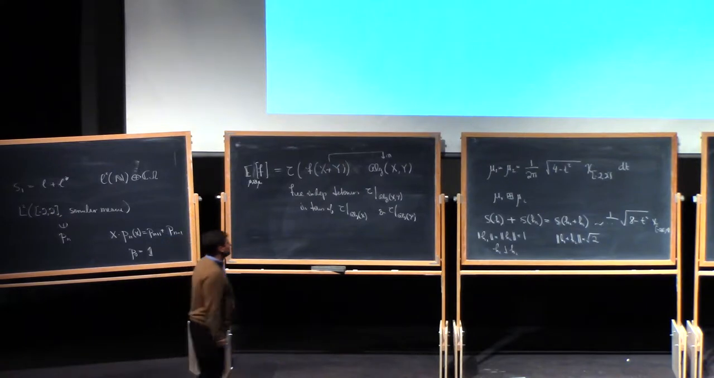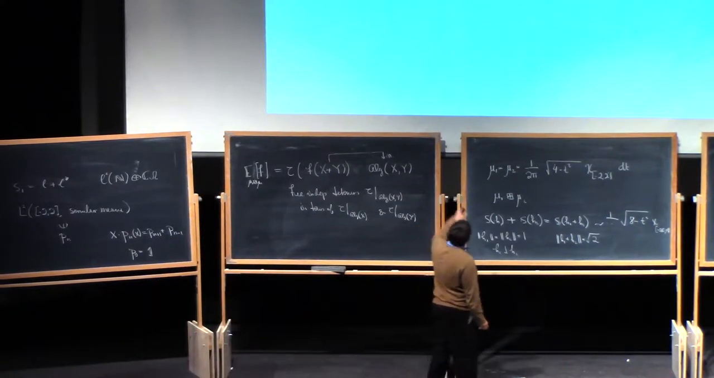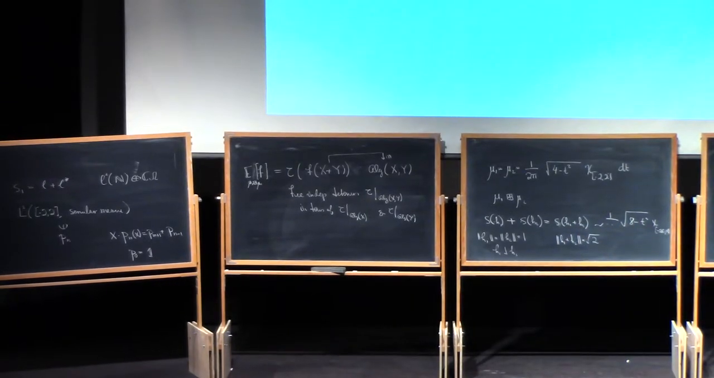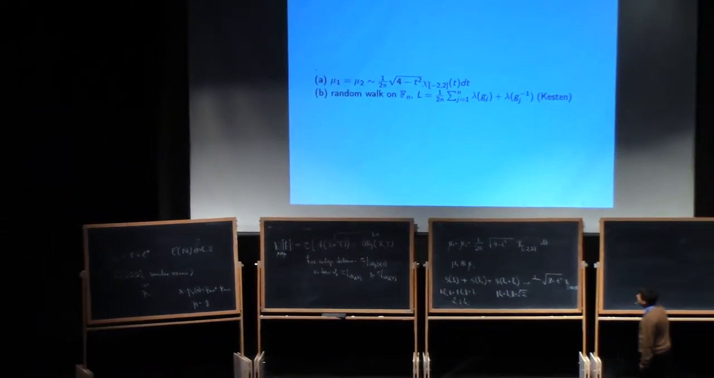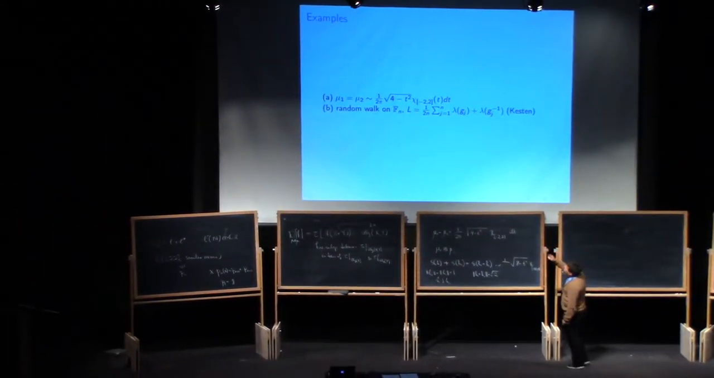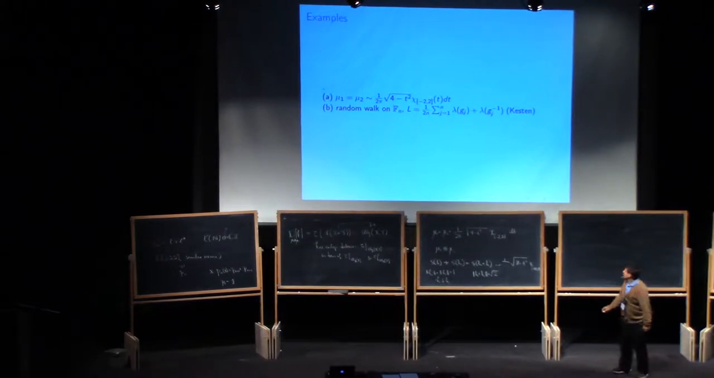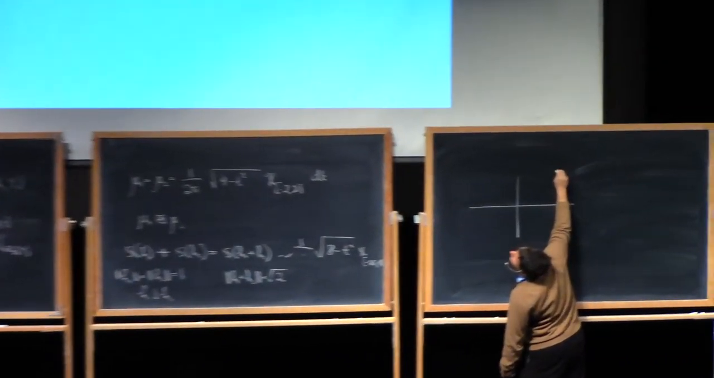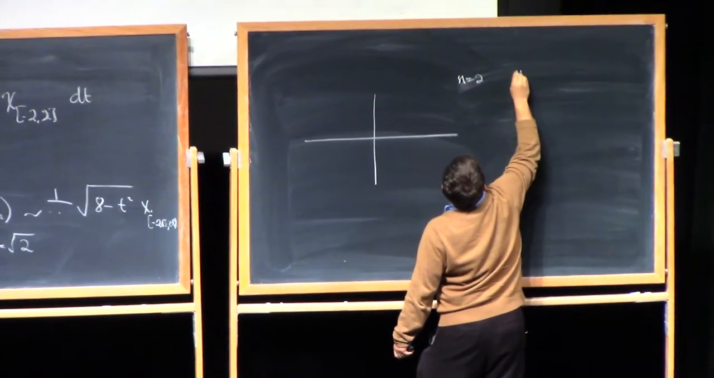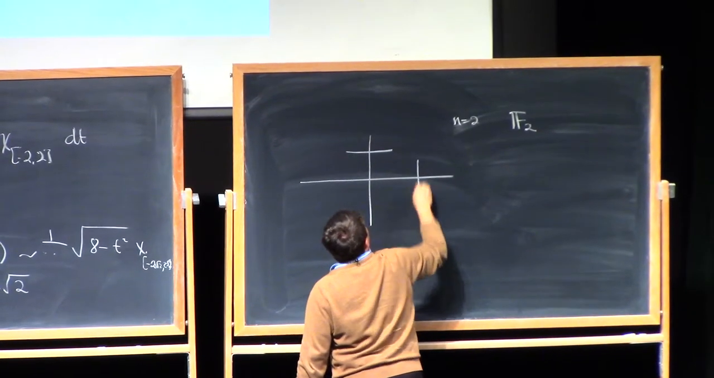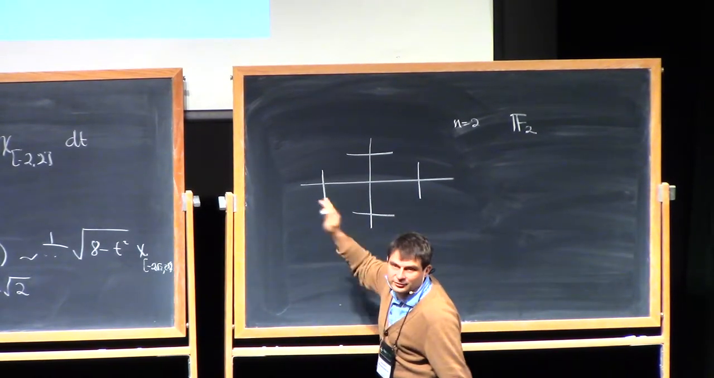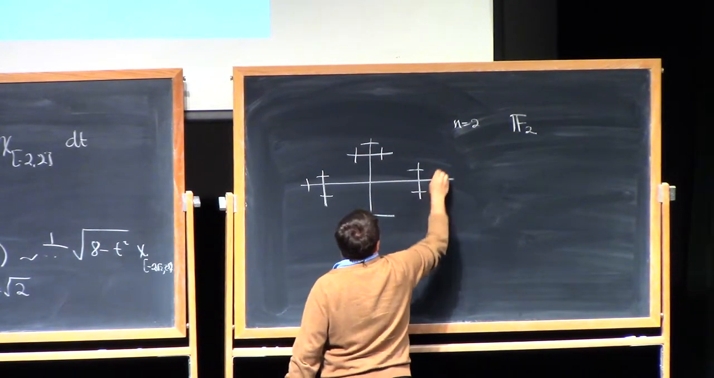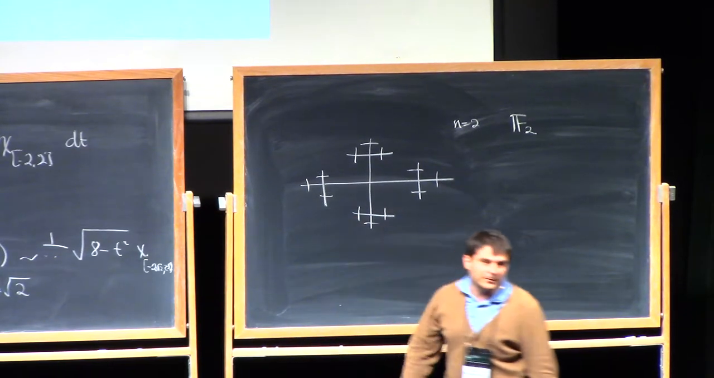A more involved one, carried out long before free probability was invented by Voiculescu in the mid-80s, is a computation due to Kesten, where one looked at the random walk on a free group. So here the setting is that you have the Cayley graph of a free group. I'm looking at the case where n equals 2, so we're looking at the free group on two generators. If you don't know what a Cayley graph is, just think of this graph, it's the tree. It's an infinite tree like that.